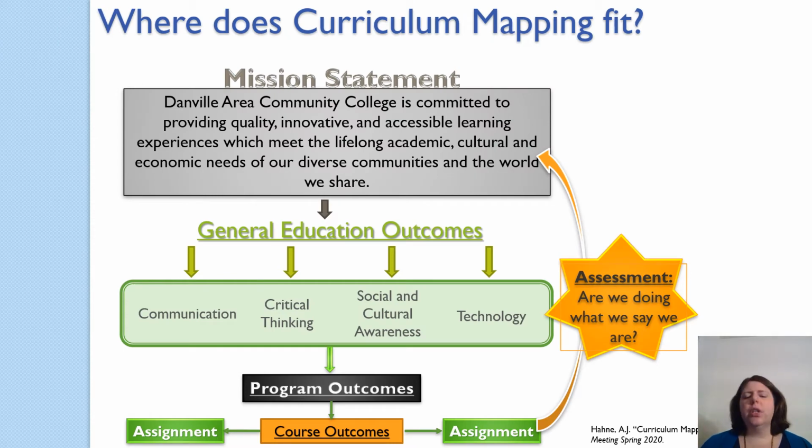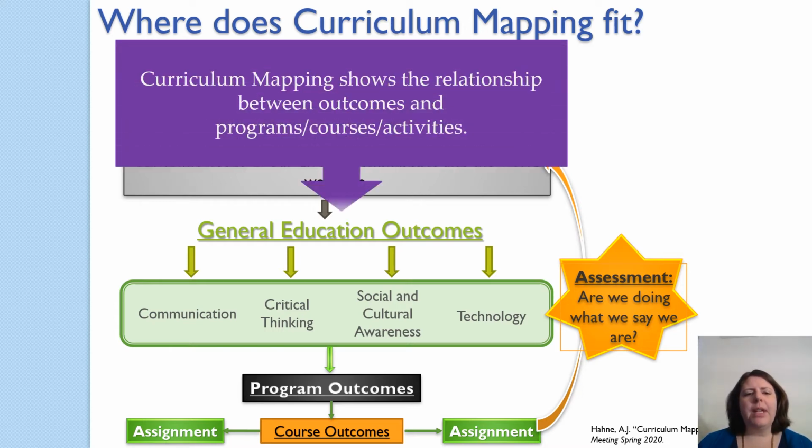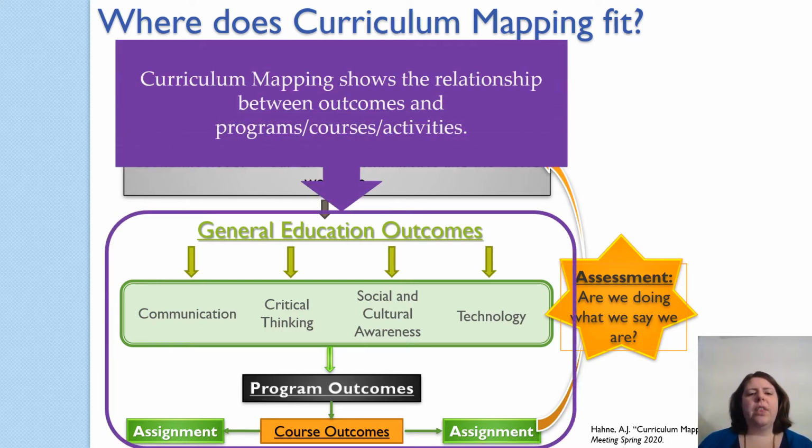So where does curriculum mapping fit when we think about what we're doing at the college? So we have our mission, our vision for what we want to do at DACC. Then we have our outcomes, which if you watch the outcome presentation, you've seen this particular graphic. But curriculum mapping really helps us with our general education outcomes, the program outcomes, and course outcomes. So remember, it's that outcome relationship to your programs, courses, and activities.